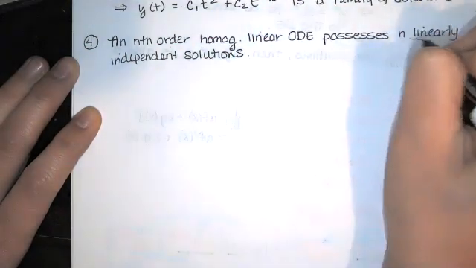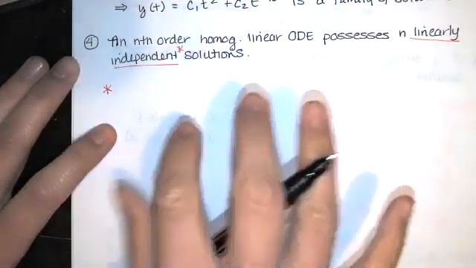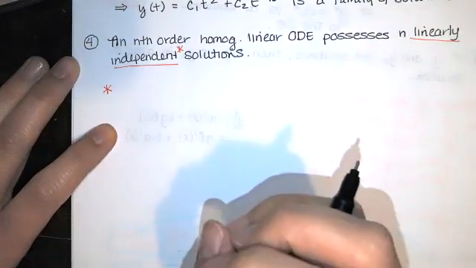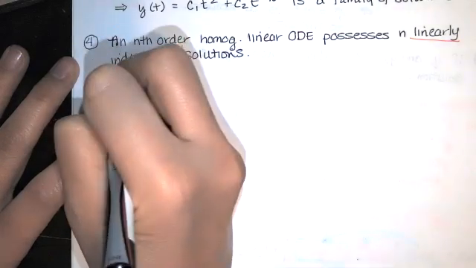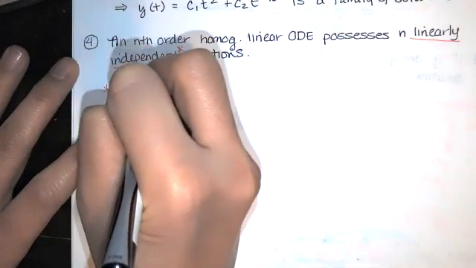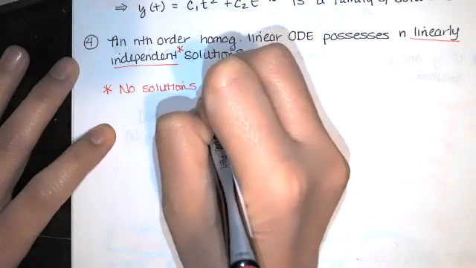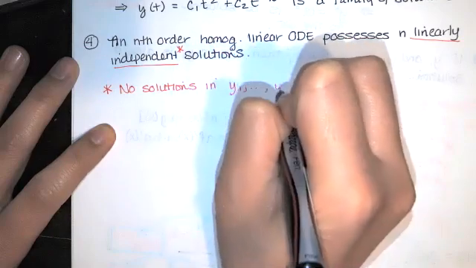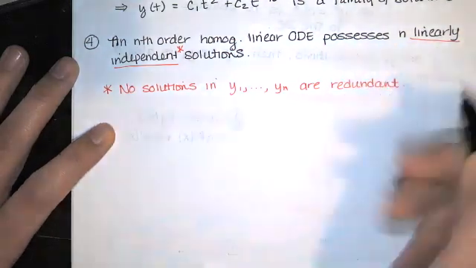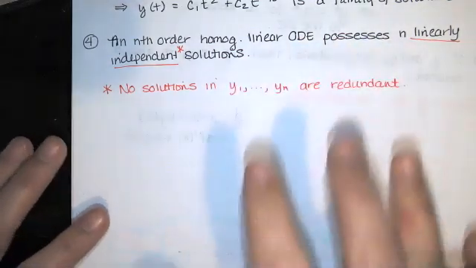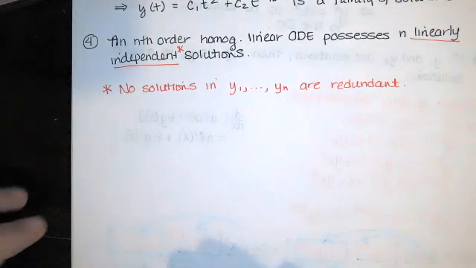And I'm going to underline that and put a big star by it. What that means is that this set of linearly independent solutions has no redundant functions. Here, none of these functions in our list, y sub 1 through y sub n, are redundant. And we're going to talk more about that when we talk about the Wronskian in the next video. But for right now, I just want you to learn this fact. We're not going to prove it.